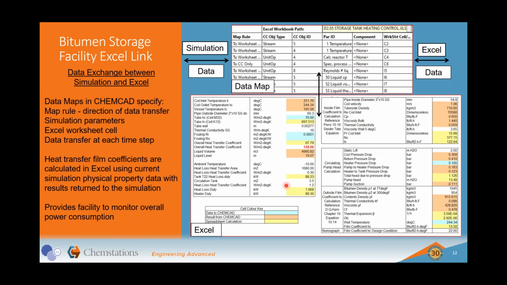This shows you the data map that we use. Now we can connect ChemCAD to Excel via data maps. And what we're actually doing here is, so we can do data exchange between simulation and Excel. So for example here, we can send this spec to ChemCAD from cell C6, and we can send from the worksheet stream 5 the temperature. And what we're actually doing here is using correlations to work out the film coefficients for the heat transfer in the tank. So we can bring in our own calculations into ChemCAD.